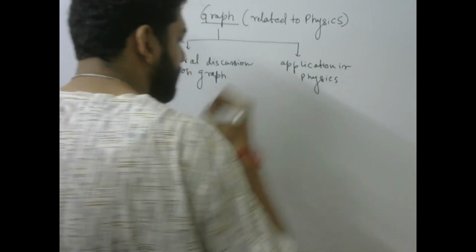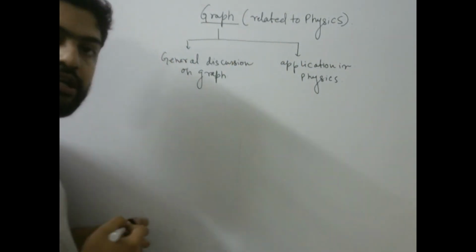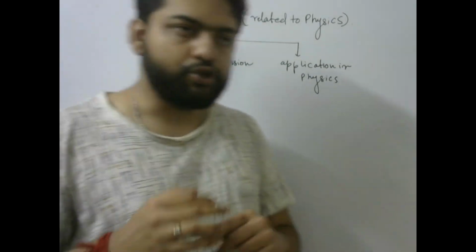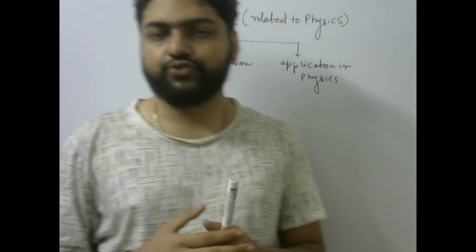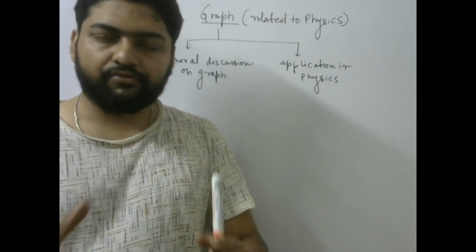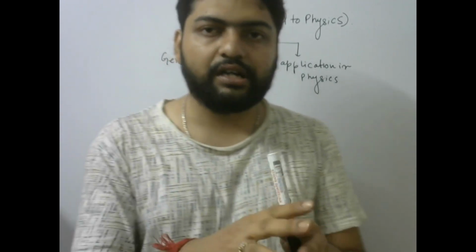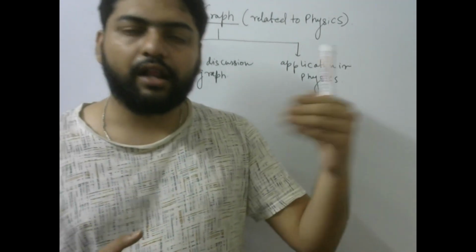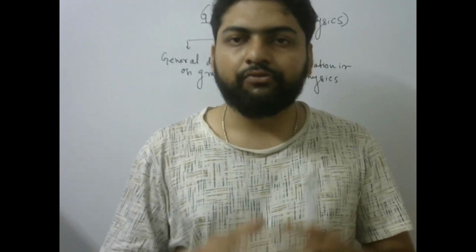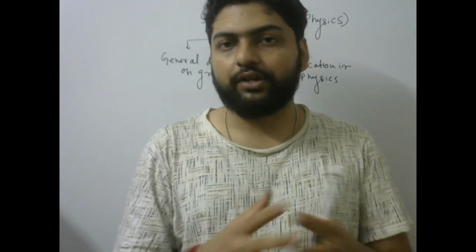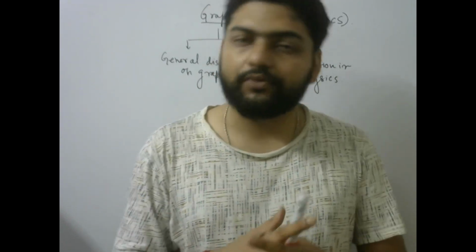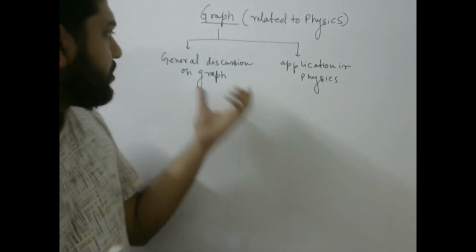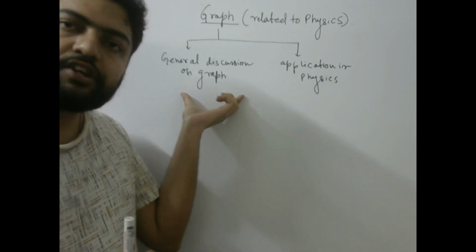Now in application in physics, mostly in each and every chapter, if we talk about higher classes like 11 and 12, whenever we have several relations between physical quantities, we represent their relations in terms of graphs. And we will learn how to calculate the various physical quantities from these graphs. So let's try out this general discussion on graphs.